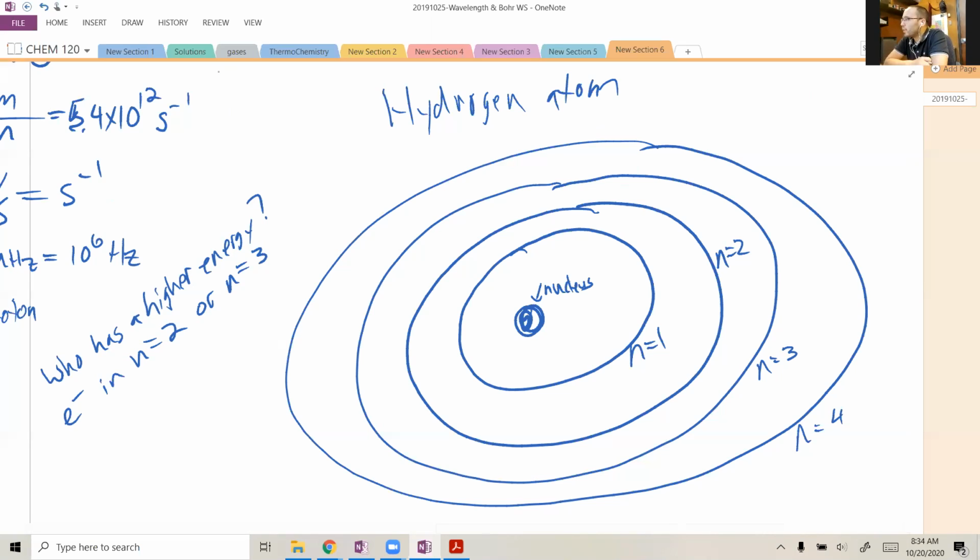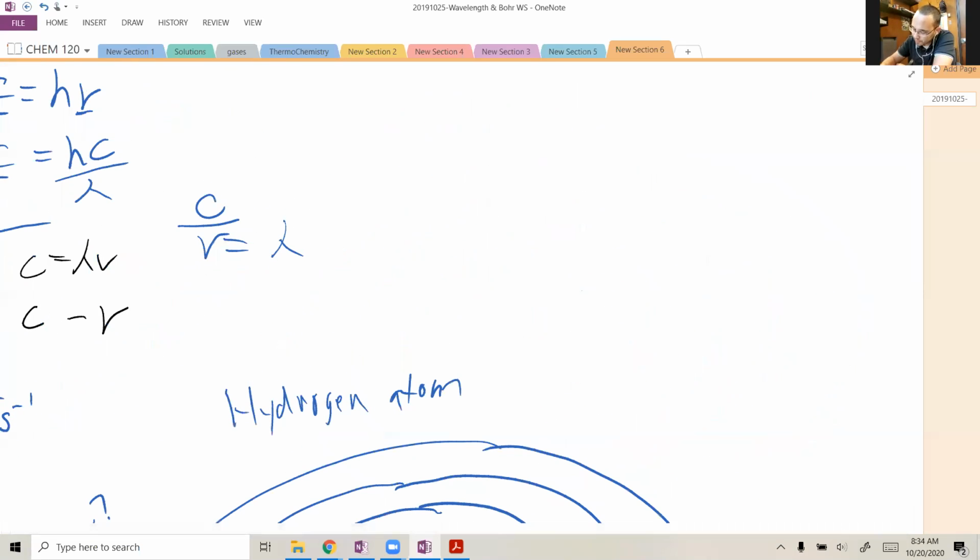So when we think about it, when we're talking about higher energies, when you come to an atom, your electron gets attracted to that nucleus. So it's kind of like it falls down into a hole. And at the very bottom of that hole is our nucleus.